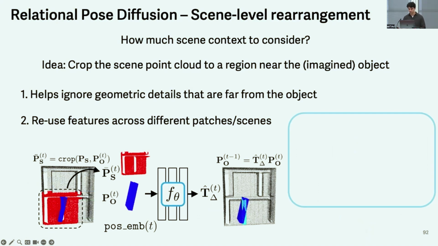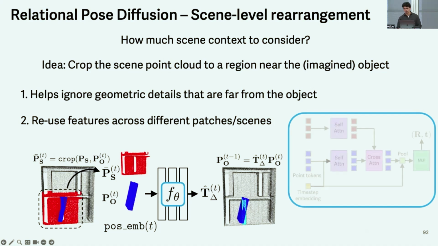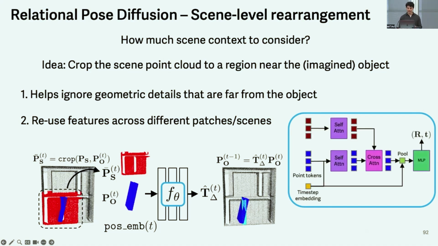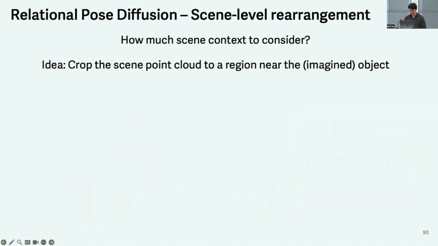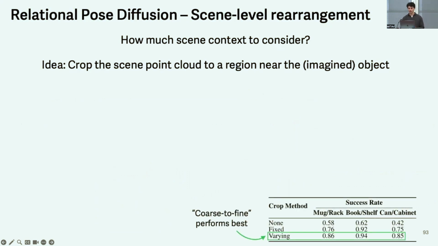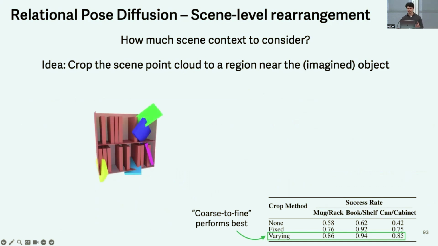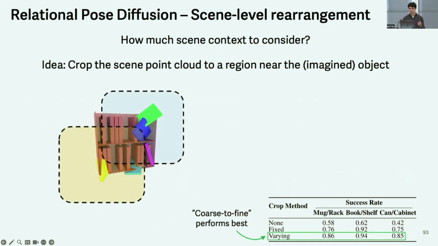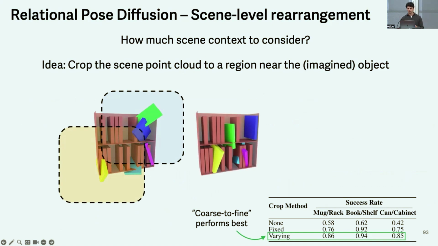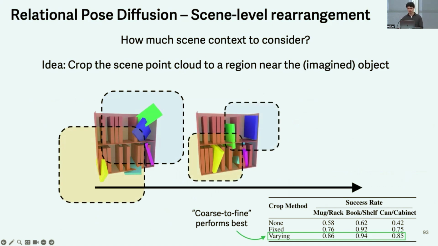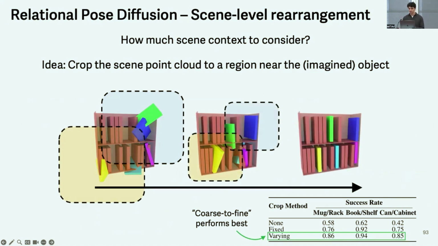next iteration. We process the point clouds with a transformer to leverage attention within and between the object and the scene, but in the interest of time, I won't get into too much detail about training and architecture. And finally, we tried different mechanisms for selecting the crop size and found that processing the scene point clouds in a coarse-to-fine fashion leads to the best results. So what it looks like is that on initial iterations, we consider nearly the whole scene, but as the solution converges, we'll continually recrop the scene point cloud to a smaller and smaller local region near the object in its final predicted pose.